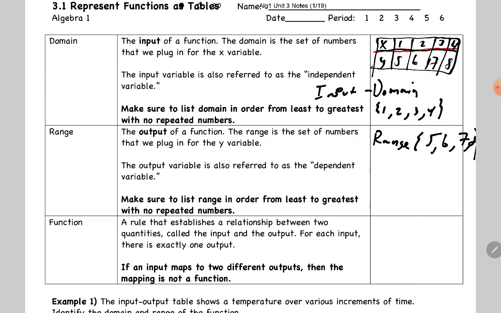So let's look at these inputs and outputs as kind of like little machines. So here's my machine. Let's say I put money into the machine. That's my input. And then it spits out gum. So my output would be gum.